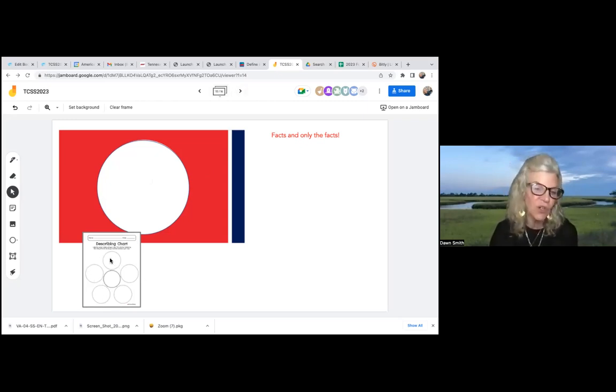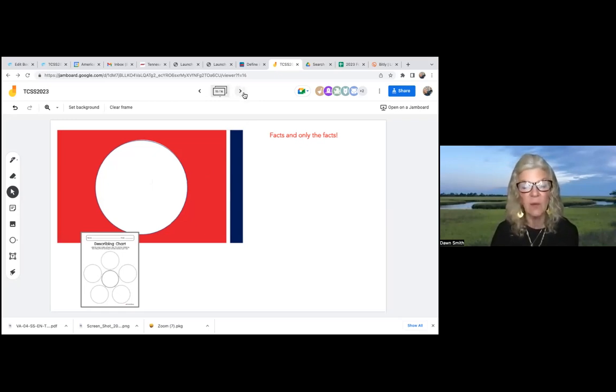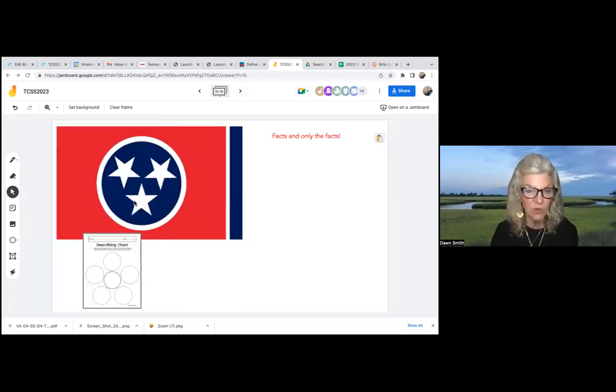Now, when you use a chart like this, it's usually just individual words or a couple of words that go in there. And then finally, we're going to look at the middle part of that circle where the 3 stars are. So instead of just putting the Tennessee flag up there, I'm going to unpack that image so that my students are really, rather than just showing them the flag and identifying it, they understand that there is a blue rectangle on one side of the flag.